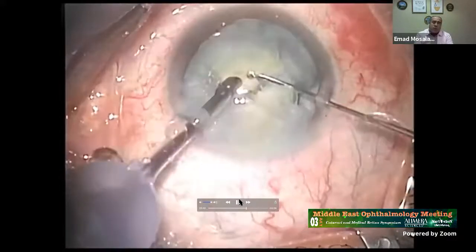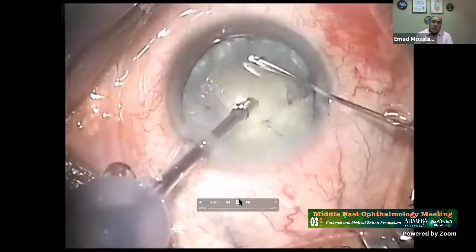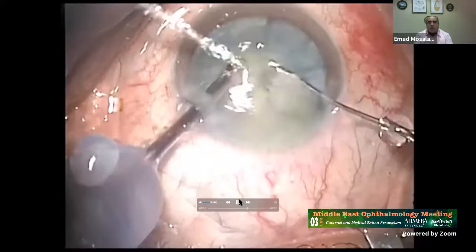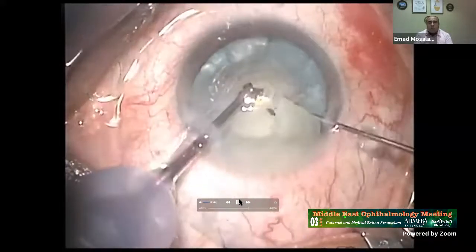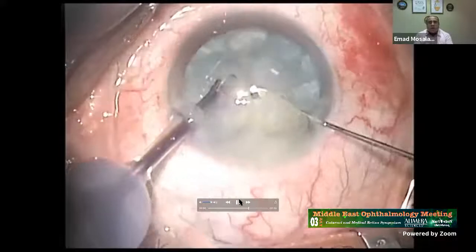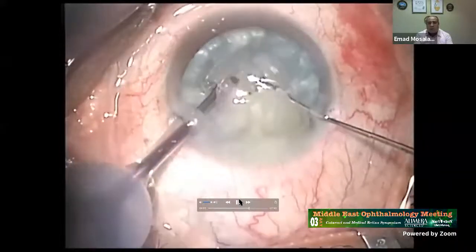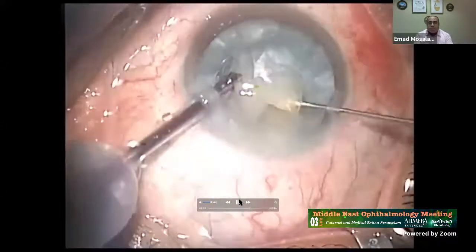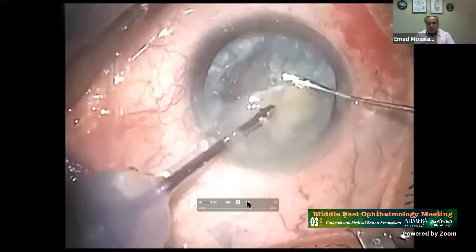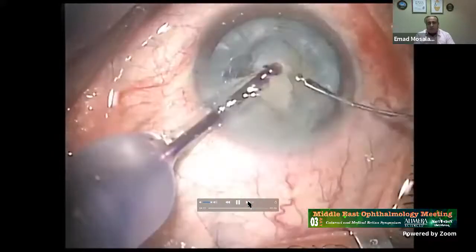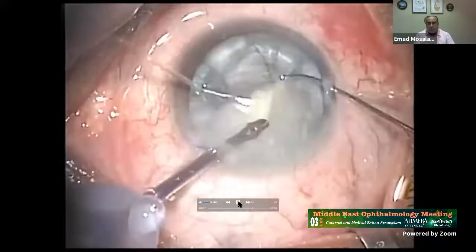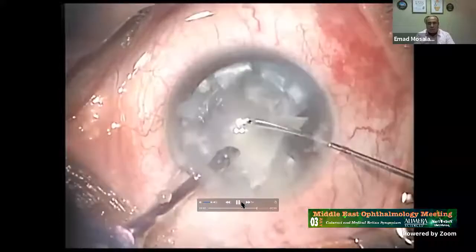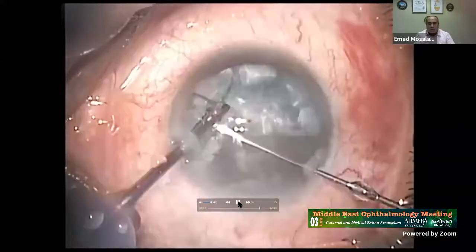As you see, we are chopping, the same steps we are using in the previous surgeries. As you see, slowly we are aspirating the nucleus. First half is finished. But this is the standard surgery, as before, and in the end, I will show you the experiment we did. It's the same technique we were using before.